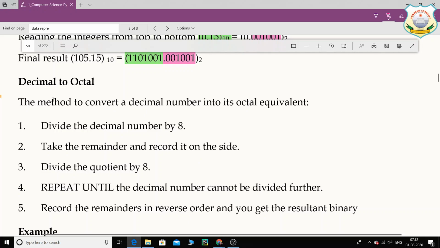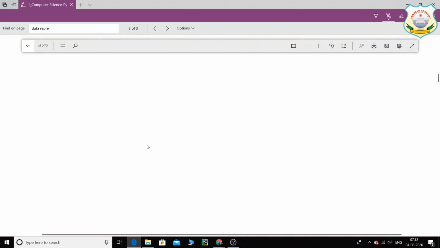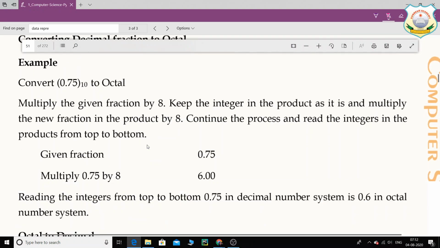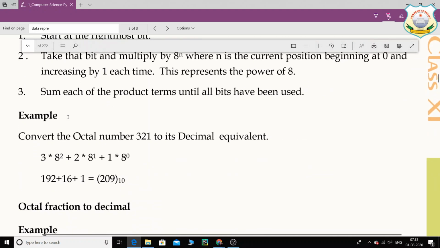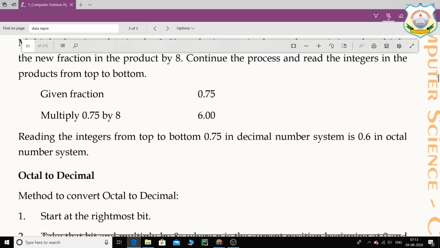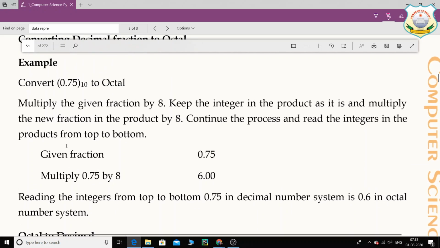What we are going to do? We are going to keep on dividing it by 8. The same procedure you can see over here, right? Keep on dividing the quotient by 8. Fine, so same procedure we had, this already we have done. And the same procedure for the fractional decimal will be same, children. If we have the fractional number, the procedure is going to be same.